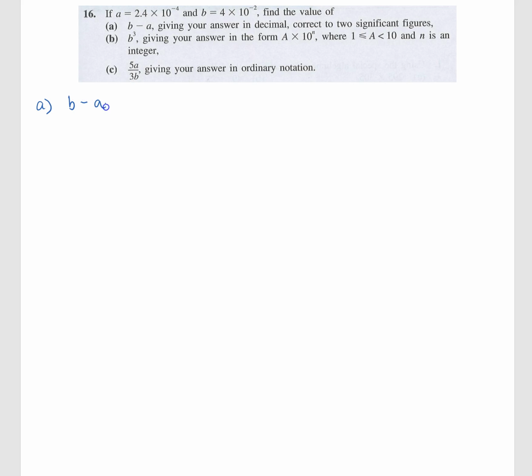We want to find b minus a, and b is 4 times 10 to the power of negative 2. A is 2.4 times 10 to the power of negative 4. Okay, so what we want to do here is change each of these numbers in scientific notation to their decimal form so that we can subtract them. And so let's do that on the side here.